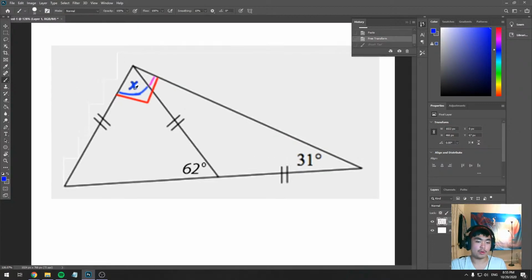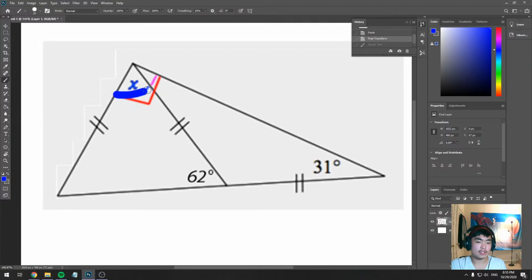So looking at this problem, I want to find x. What can we notice about x? What can I see right away that might give me a hint as to how I solve for x? If you said the 90-degree angle, that would be correct. You should notice that we have a 90-degree angle right here. The square is the right angle, and the x is inside of it. So the x is smaller than 90 degrees.